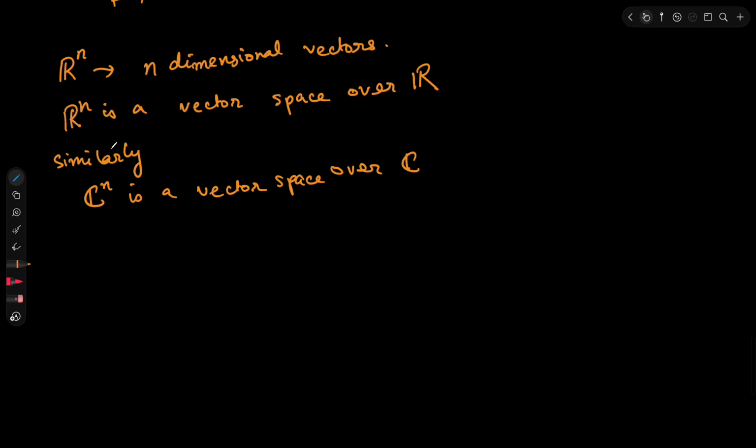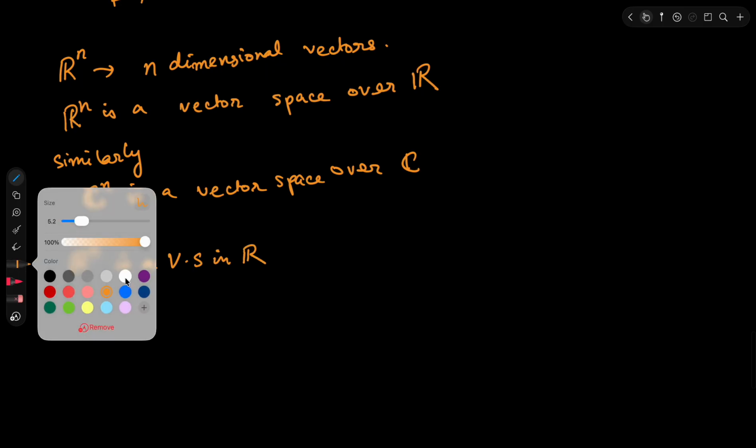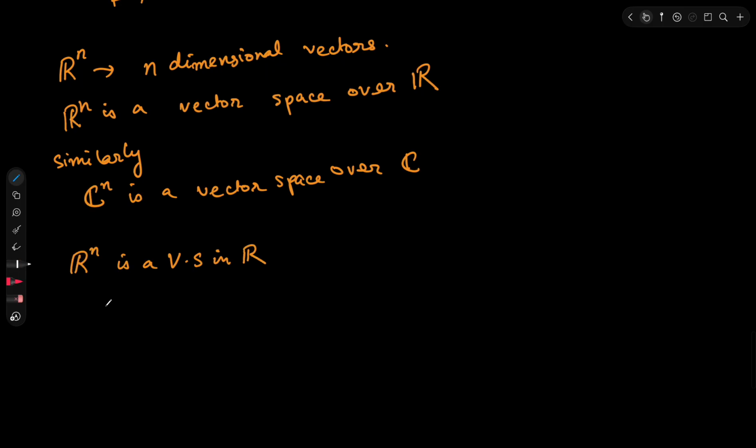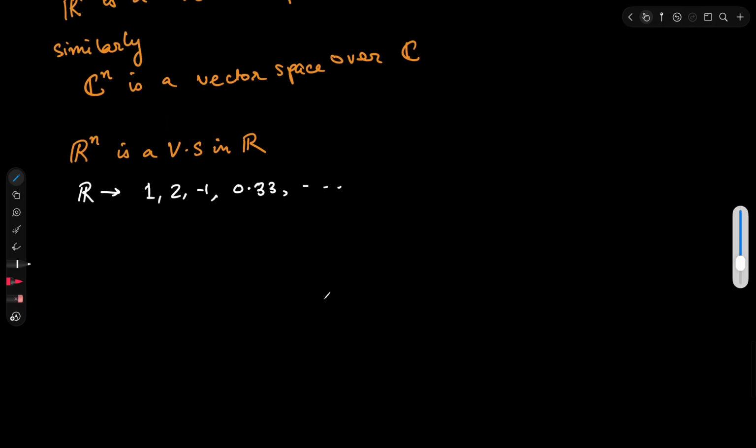So there is an example which we are talking about, that is Rn is a vector space over R, and we need to prove this. First we need to know what is Rn. R is a set of single values, those are the scalar values like 1, 2, -1, 0.33. These are the one dimensional values.